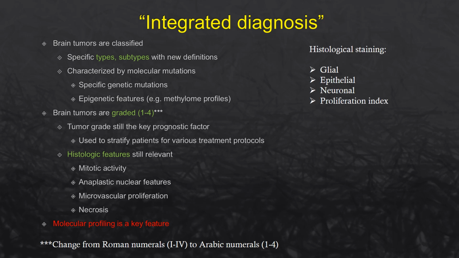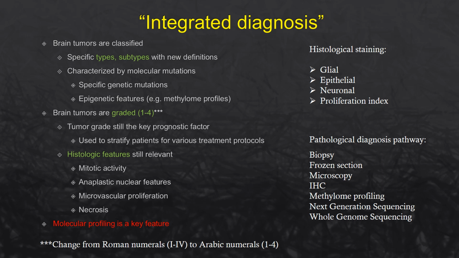So in addition to histological staining, which we've always done, we also have a very detailed pathological diagnosis pathway, which now includes things like methylome profiling, next generation sequencing, and whole genome sequencing. This helps you to arrive at a more accurate diagnosis and classify the tumor based on the 2021 classification of the WHO.